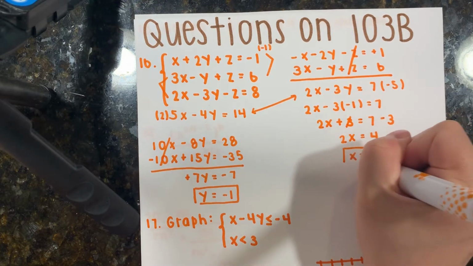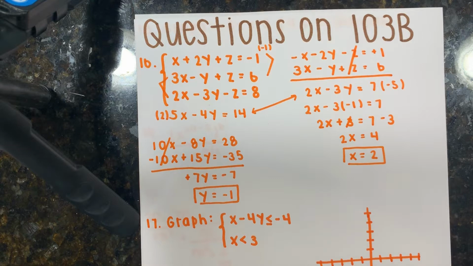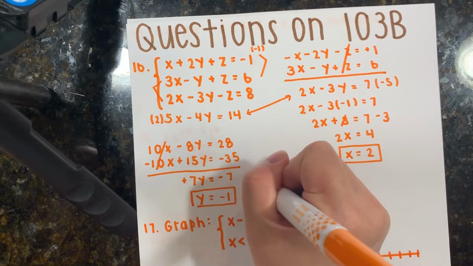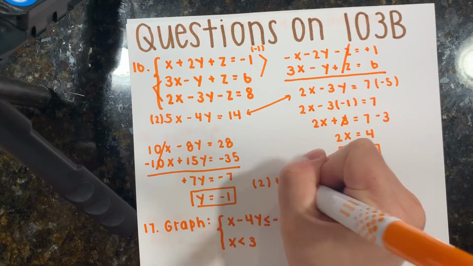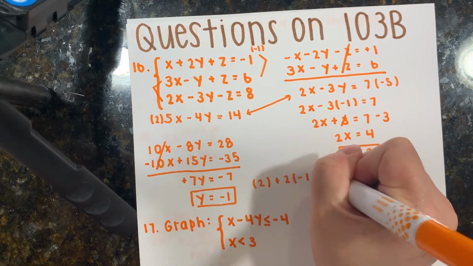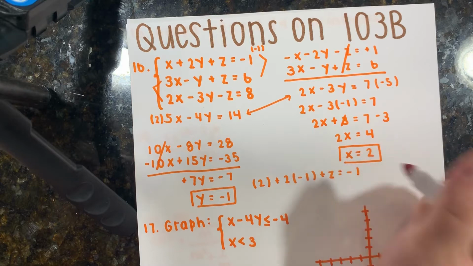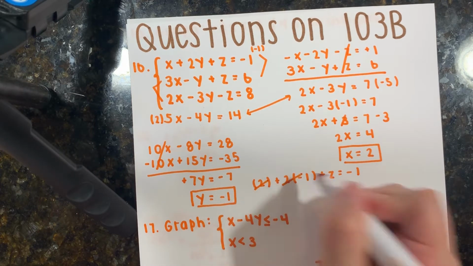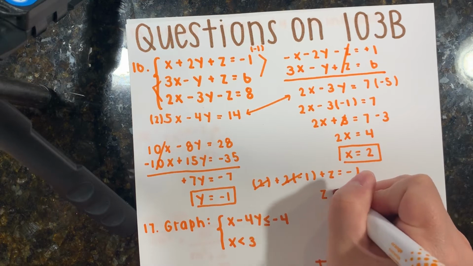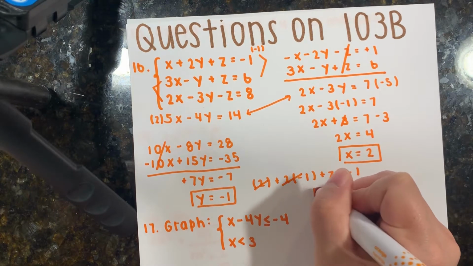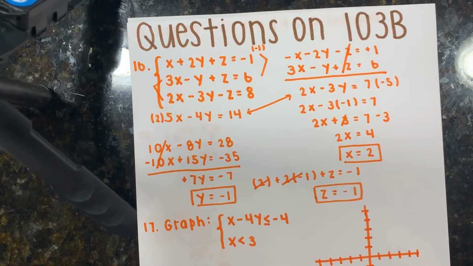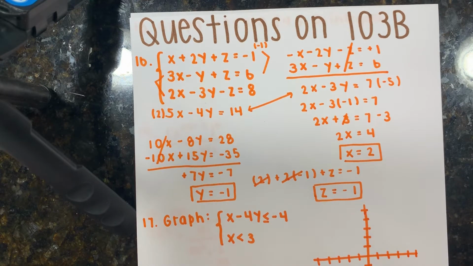My last step is just to solve for z, and I'm going to do that by plugging it into the top equation. So for x, I have 2 plus 2 times y, which is -1, plus z equals -1. Well, 2, and this would become -2, so that actually cancels. So my result is z is equal to -1, and that would be my answer. So x is 2, y is -1, and z is -1.